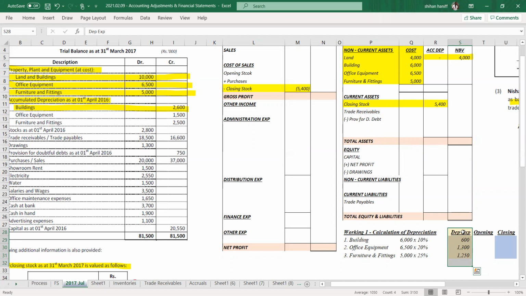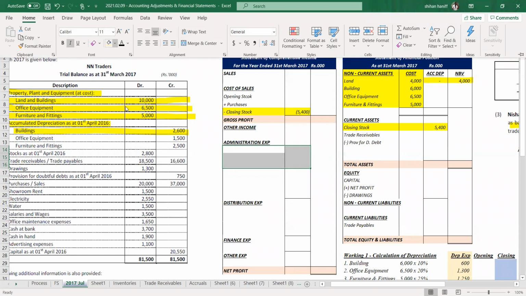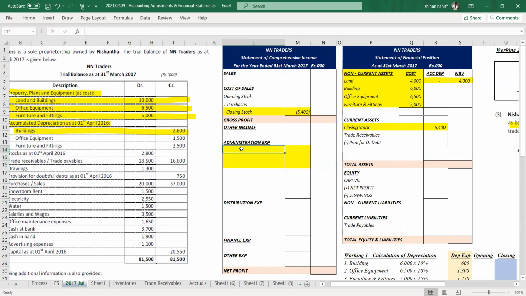And these expenses will come under income statement. We have to take these expenses to the income statement. Building, office equipment, furniture and fittings, depreciation. All three are administration. Building, office equipment, furniture and fittings, all three administration expenses. So let's take them into the income statement.